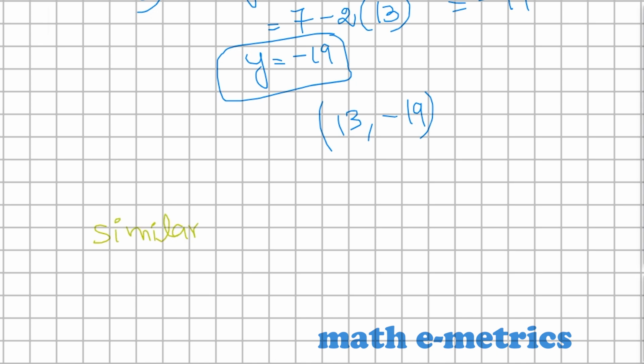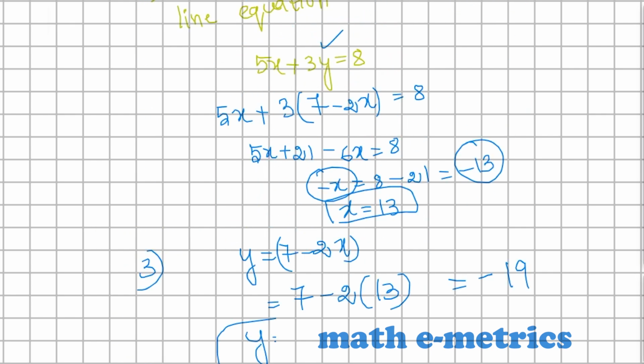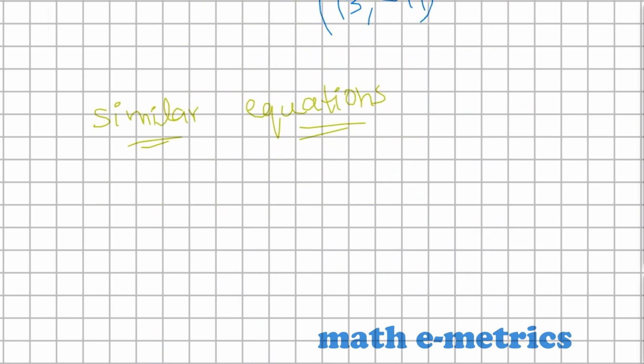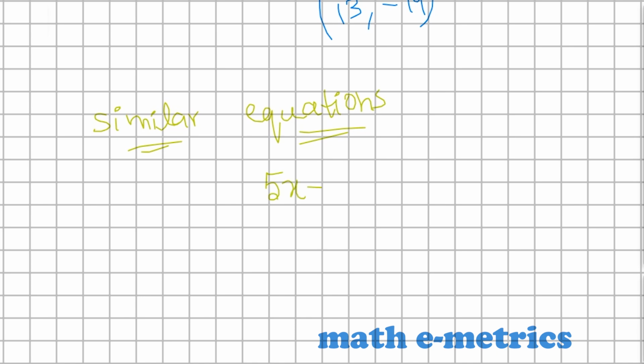Similar equations. Let's say there are two lines: 5x plus 3y is equal to 8, and 10x plus 6y is equal to 16. Can you try to solve this? I'll just use the substitution method only.